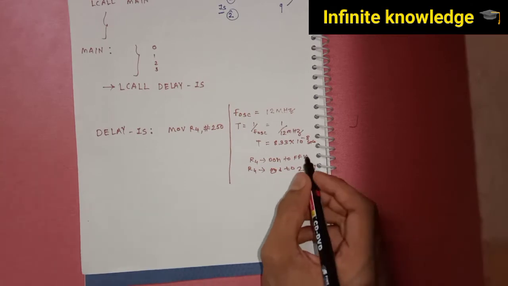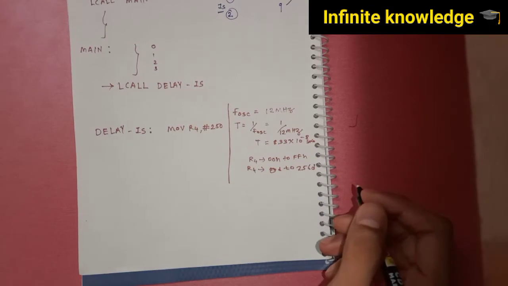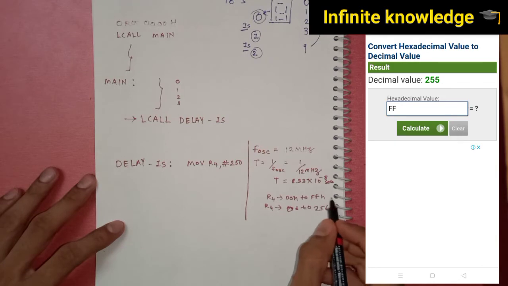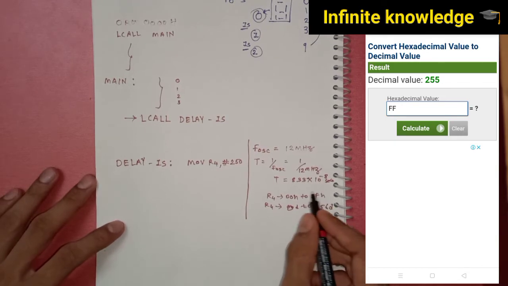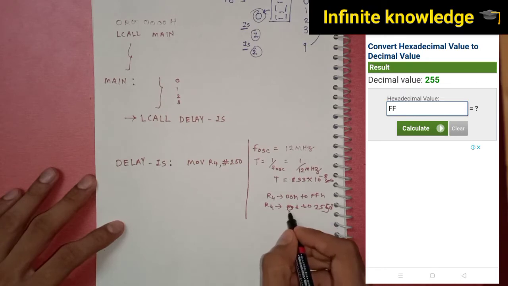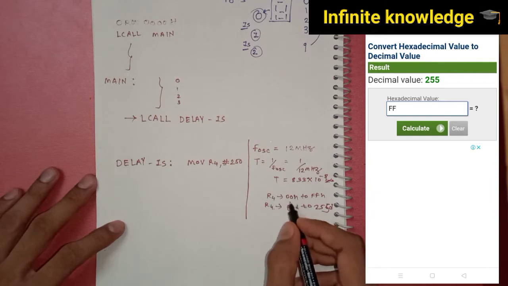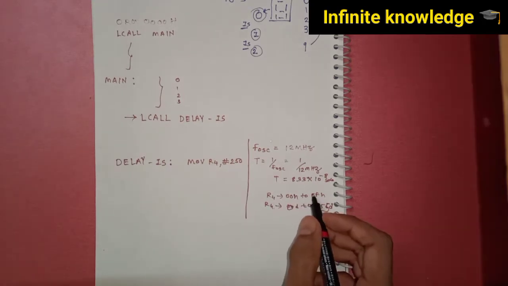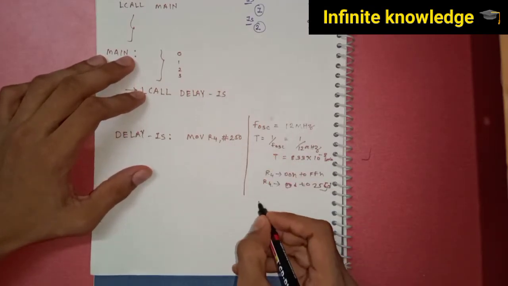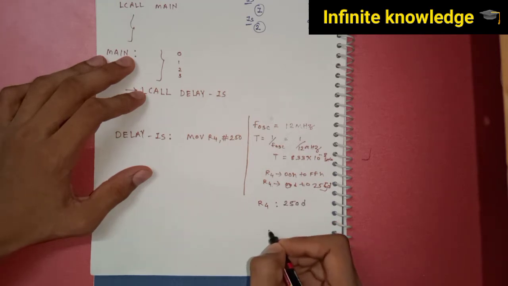So let's check the decimal of FFH. I check this value, and the decimal of FFH is 255. So the range of R4 in decimal is 0 decimal to 255 decimal, and R4 in hexadecimal is from 00H to FFH. So what we do, we added 250 in R4. So now R4 has 250 in decimal.